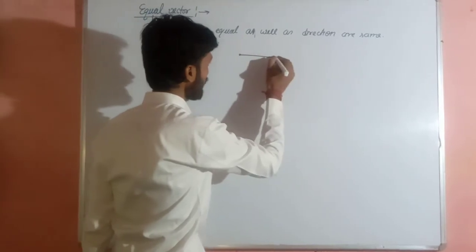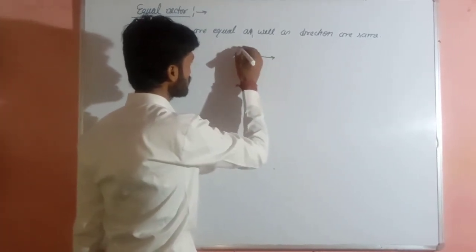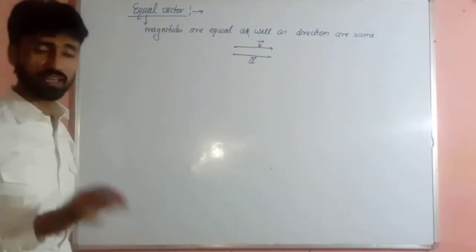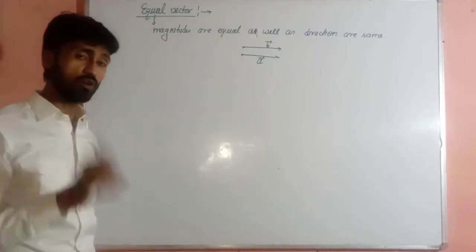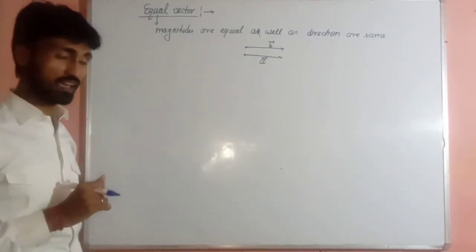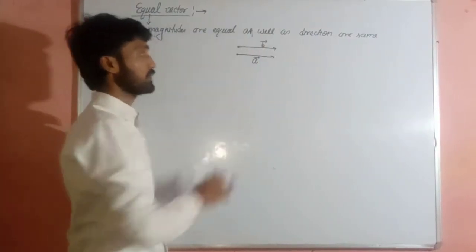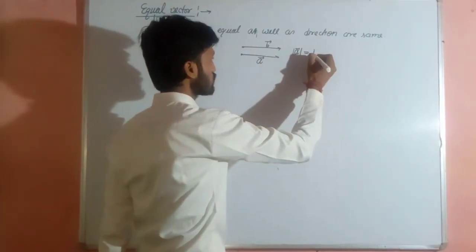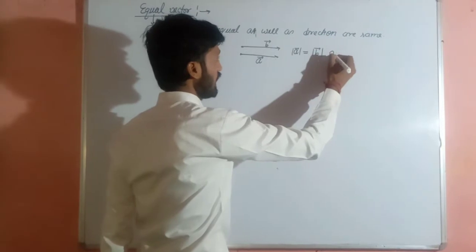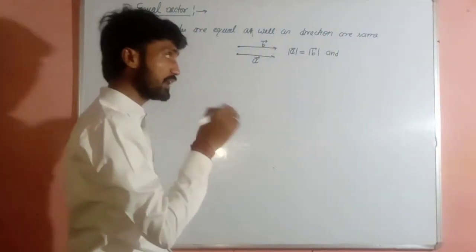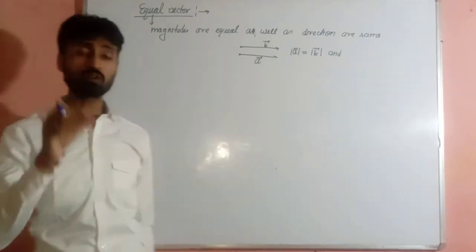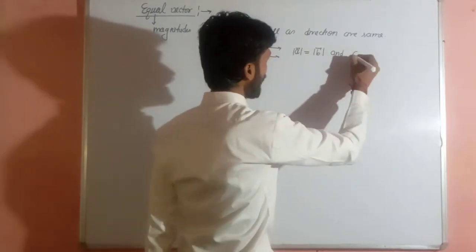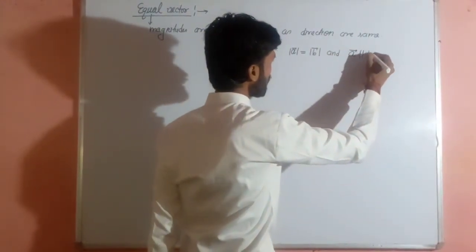Like that, this is vector A and also this is vector B. Both vectors have the same direction and the length of the arrows is also the same. So the magnitudes of vector A and vector B are also the same. Mode of vector A will be equal to mode of vector B, and remember this condition, which is very important to prove any theorem related to geometry with the help of vector concept. And vector A is parallel to vector B.